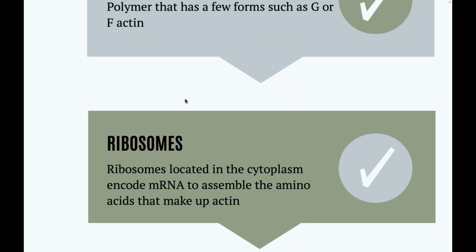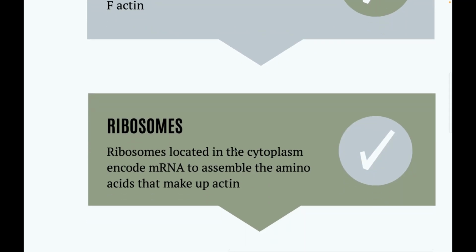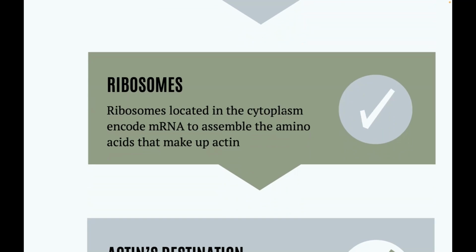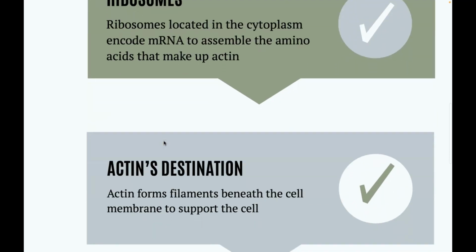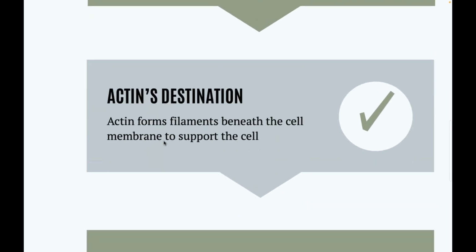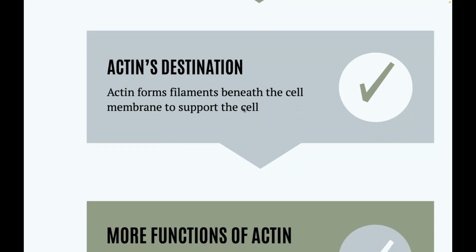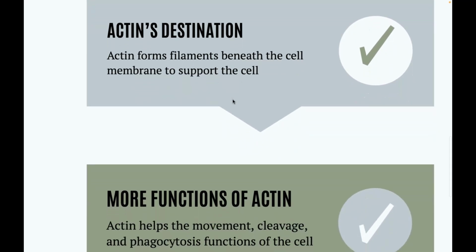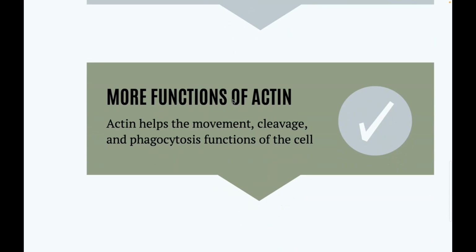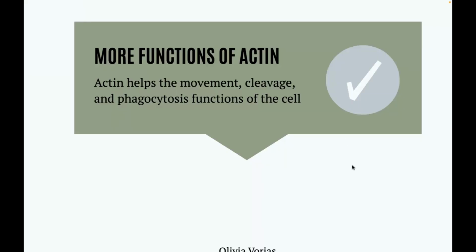The way that actin is synthesized is utilizing the ribosomes. So ribosomes located in the cytoplasm encode mRNA to assemble the amino acids that make up actin. Actin's destination: it forms filaments beneath the cell membrane to support the cell. Actin helps the movement, cleavage, and phagocytosis functions of the cell.